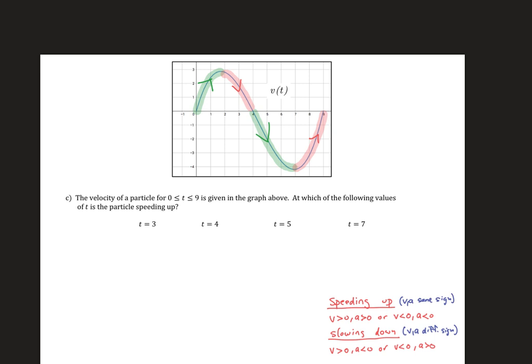Okay, so just to summarize, this will be speeding up when t is between 0 and a little before 2. I'll just say 0 to 2, but it's a little before, say 1.8 or something. And then from 4 to 7, it looks like.